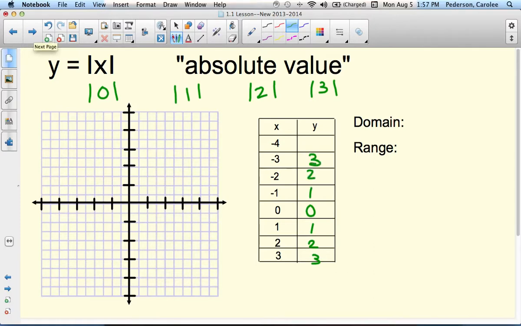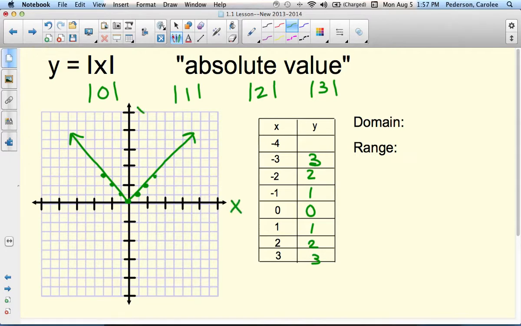So let's graph those ordered pairs. We'll start with 0, 0, then 1, 1, 2, 2, 3, 3, then negative 1, 1, negative 2, 2, negative 3, 3. And we say this shape looks like a V.